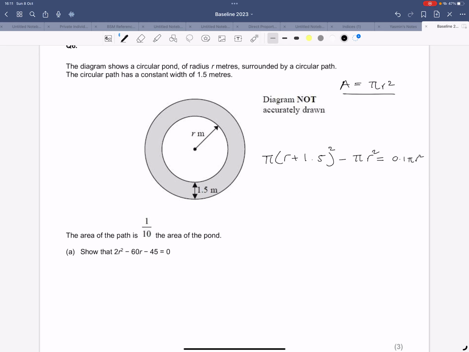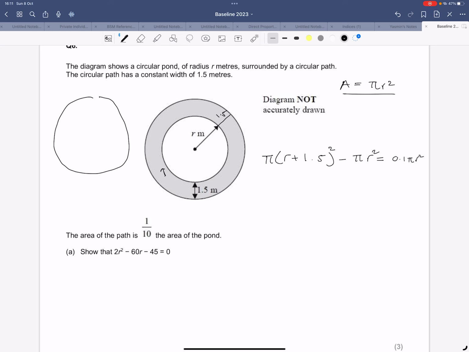So what did we create here? We said that the area of the path, how do we get the area of the path? First, you have to find the area of the entire circle. The area of the entire circle has radius r plus 1.5. So r plus 1.5, that's our new radius. And then we're going to take away the area of the pond. The area of the pond is just this section here.